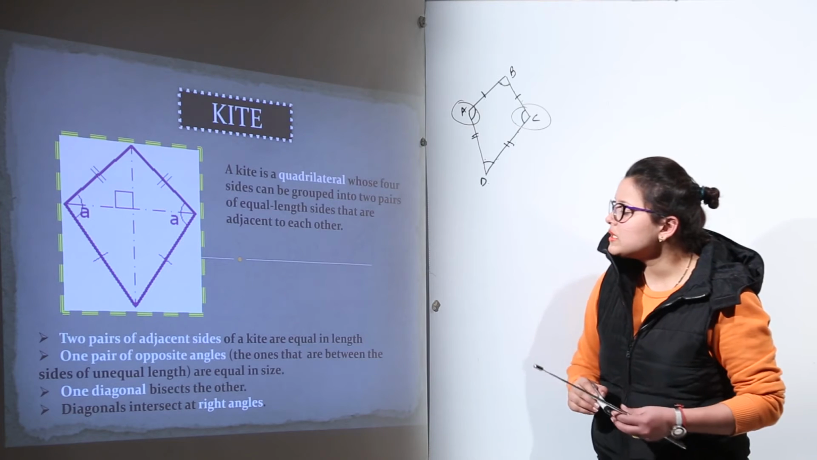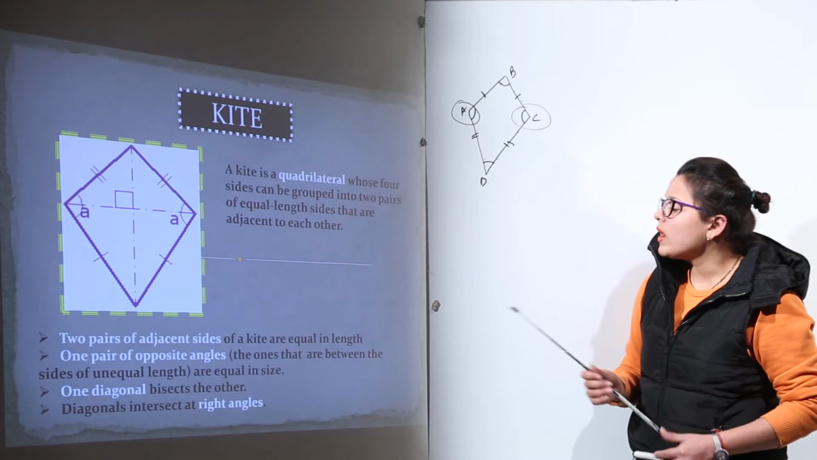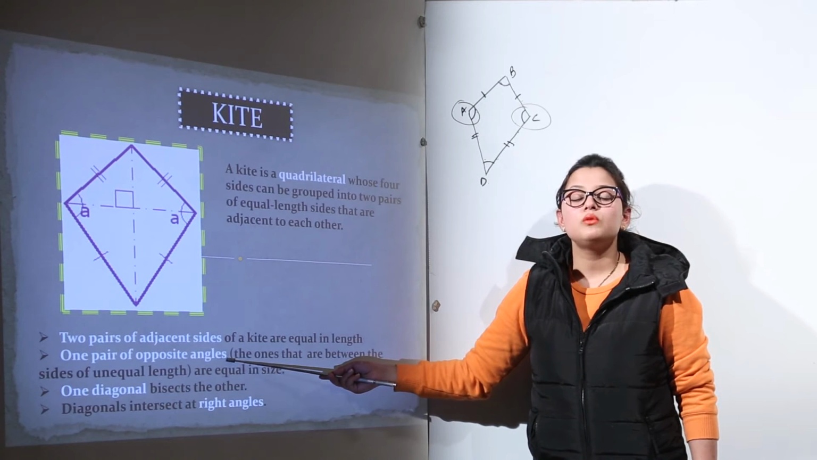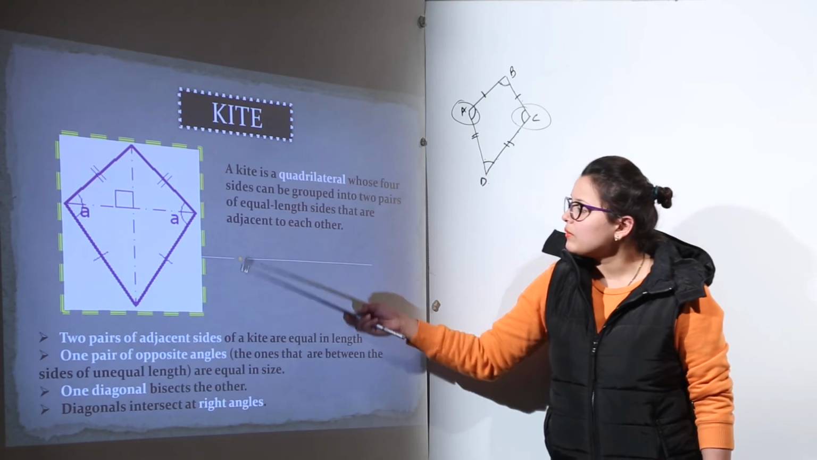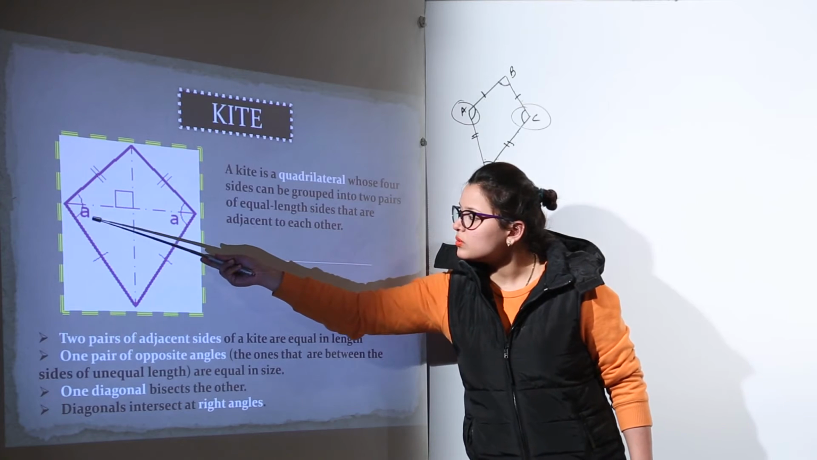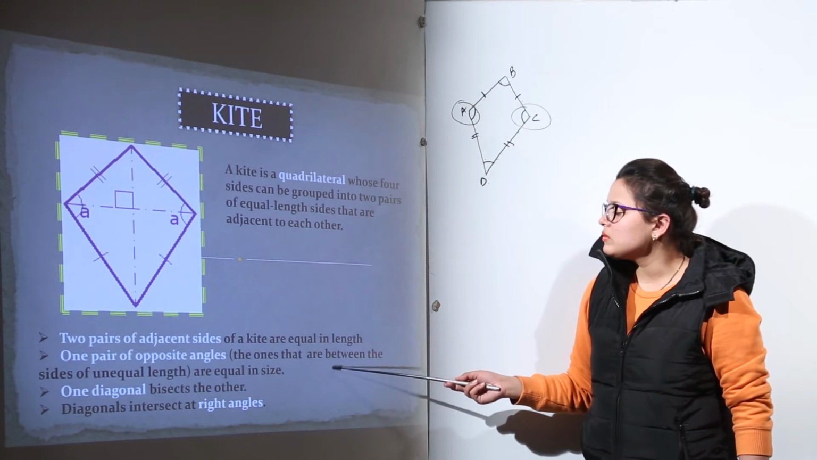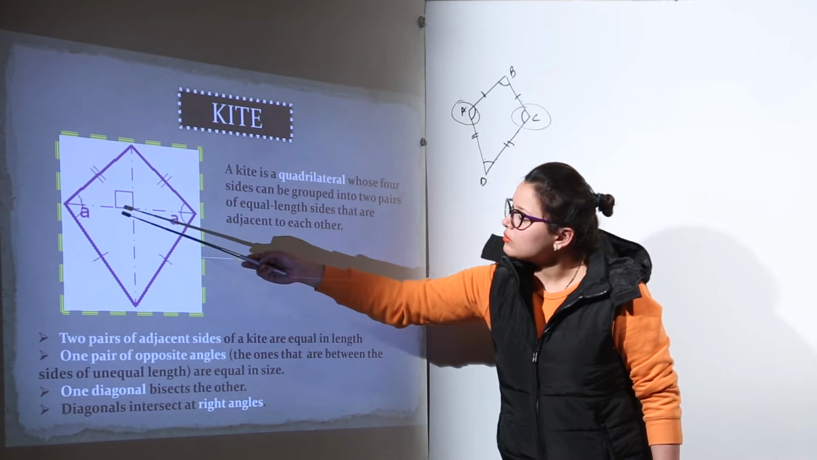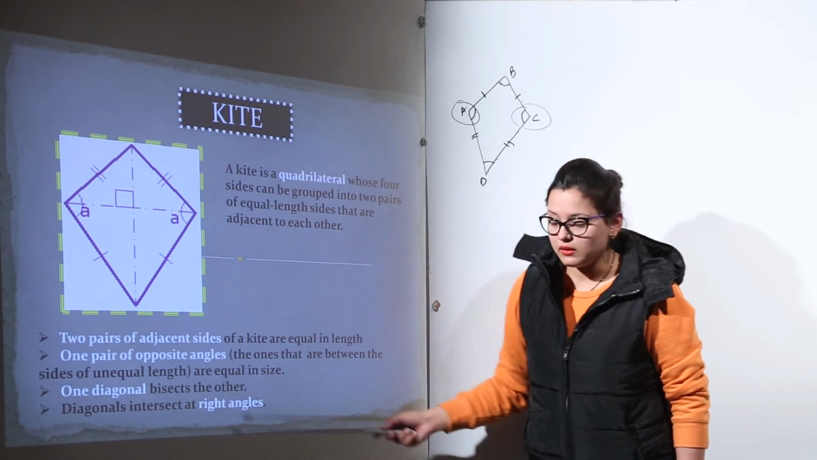So the next property is the same, that says one pair of opposite angles, that is the angles that are present in between non-equal sides. I am talking about these two angles only. These two angles will be equal, right? That means this angle will be equal to the measure of the other angle.